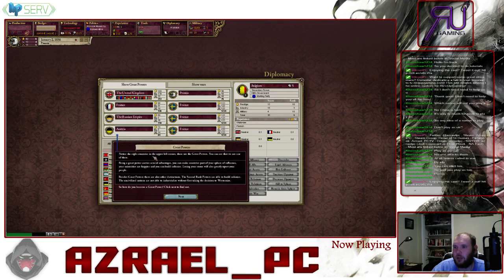Great powers. Notice the 8 countries in the upper left corner. These are the great powers. You are one of them, Prussia, right here. Being a great power carries several advantages. You can make countries part of your sphere of influence, your minorities are happier, and you can build colonies. Losing your status will also greatly upset your people.